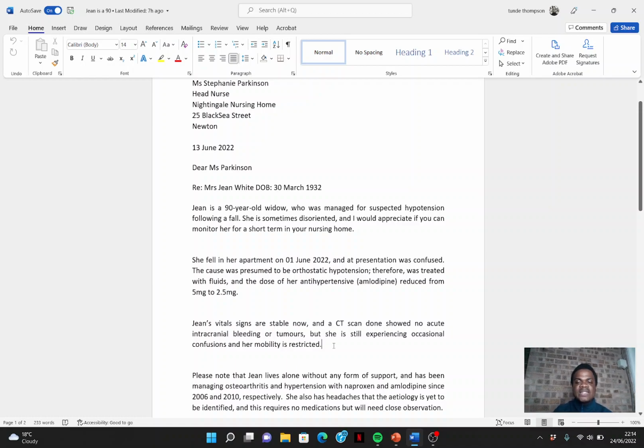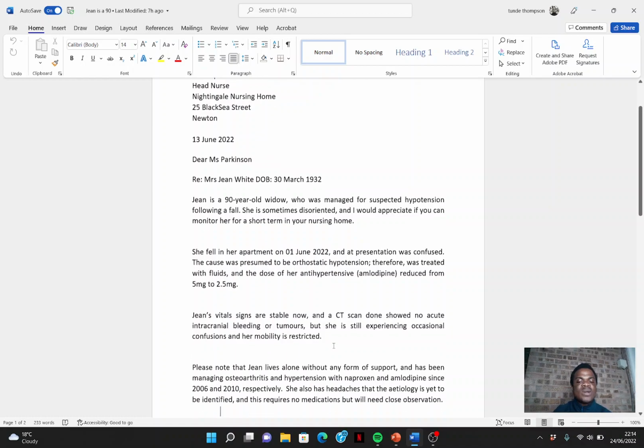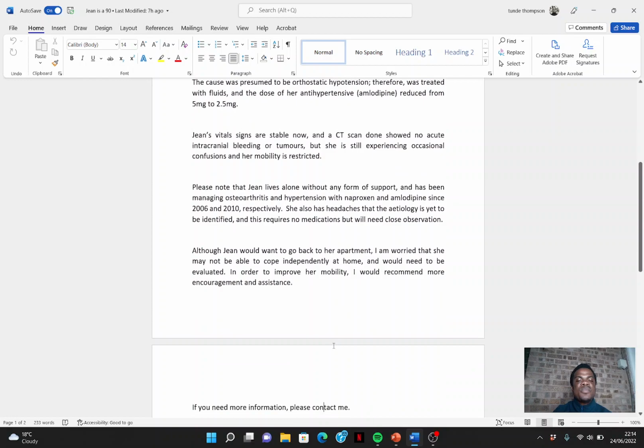Now, when I'm done with this, before telling the reader the details of what I want the reader to do, I would want to bring in, are there other background information? Are there other social history, background treatment that this patient is receiving that this reader would need to be aware of? Yes. So I can bring them in another paragraph. Please know that Jean lives alone without any form of support and has been managing osteoarthritis and hypertension with naproxen and amlodipine since 2006 and 2010 respectively.